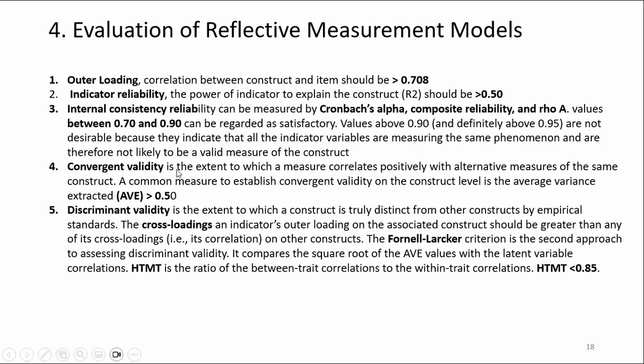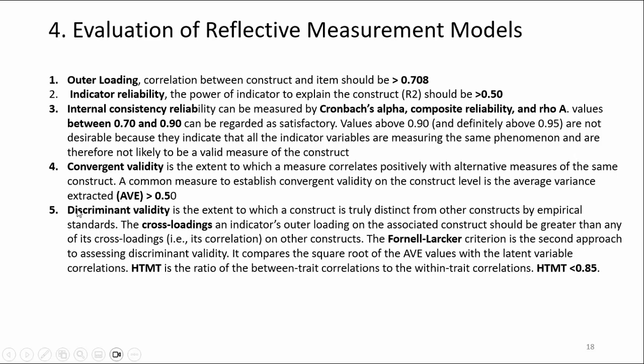And then the convergent validity, which should be greater than 0.5. Convergent validity uses AVE, the average variance extracted, and the AVE is actually the average of the indicator reliability. So the items should satisfy the outer loading and indicator reliability, and the construct should also satisfy the internal consistency reliability and convergent validity.